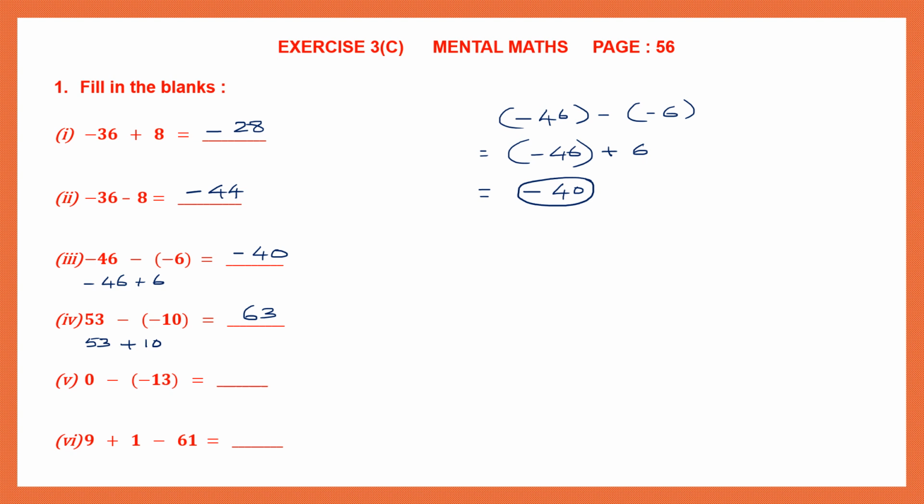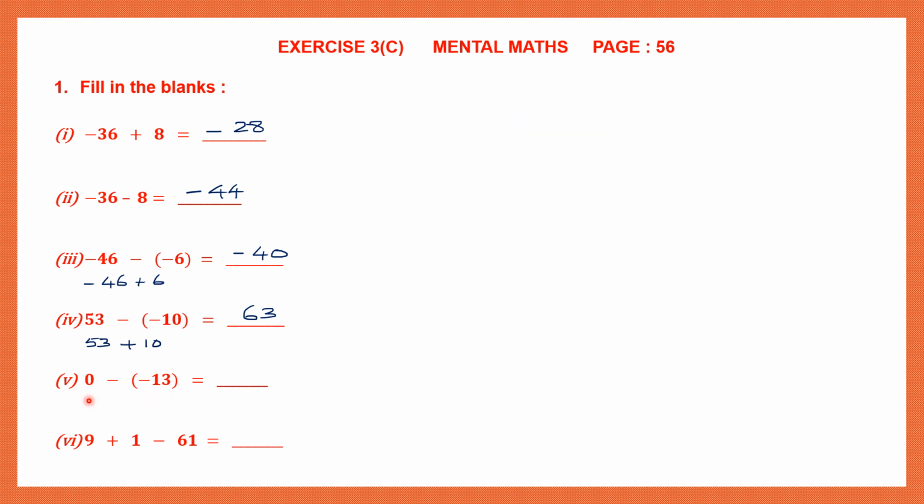Now, if we have to do it the other way, how do we do it? We say 53 minus negative 10. Then we say 53 plus the additive inverse of negative 10, which is plus 10. 53 plus 10 is 63. So all these steps are required when there are more marks allocated. But in mental math, you need to do it quickly and get your answer.